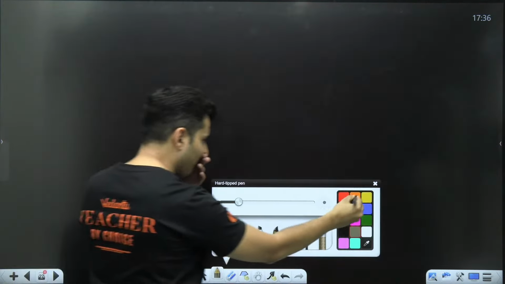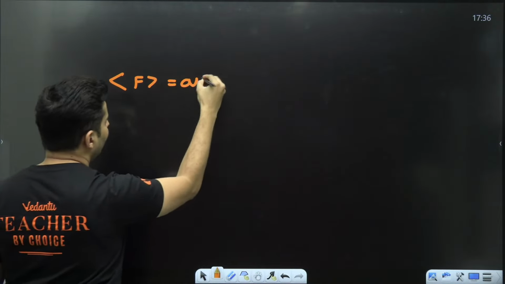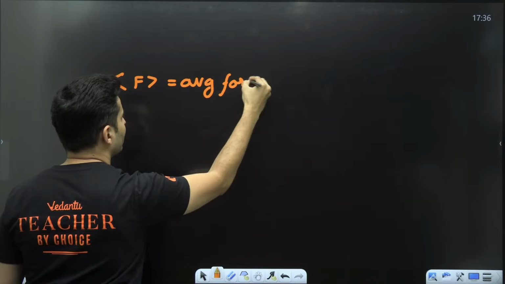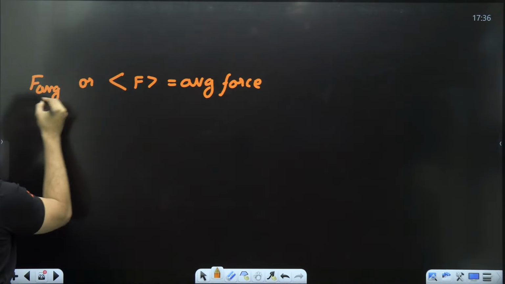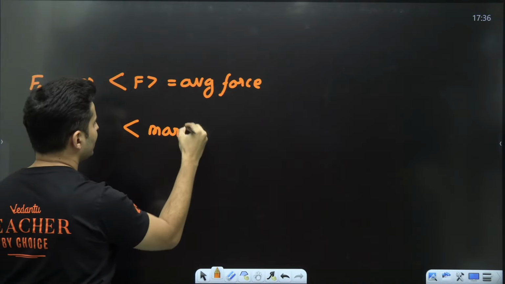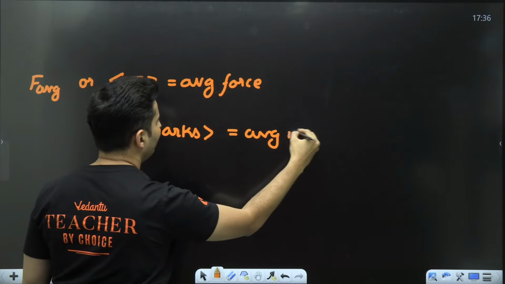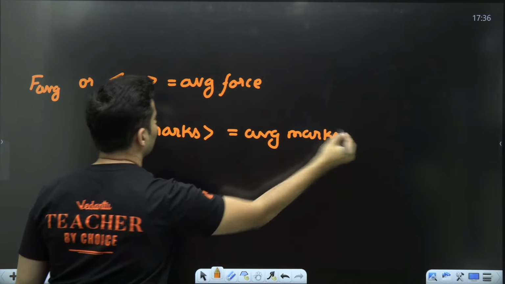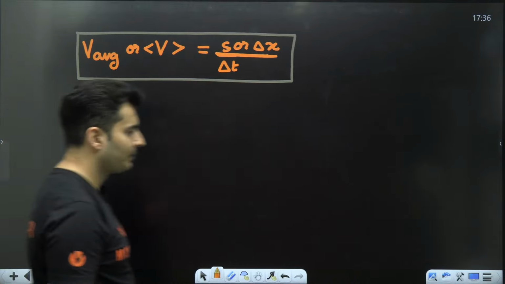Okay, so if I say average F, it means average force, which is the same as writing F subscript average. I don't like this. I usually like this. Looks cool. So if I put marks and I put this symbol, it means I'm talking about average marks. So that is the symbolic way of writing average in triangular brackets.